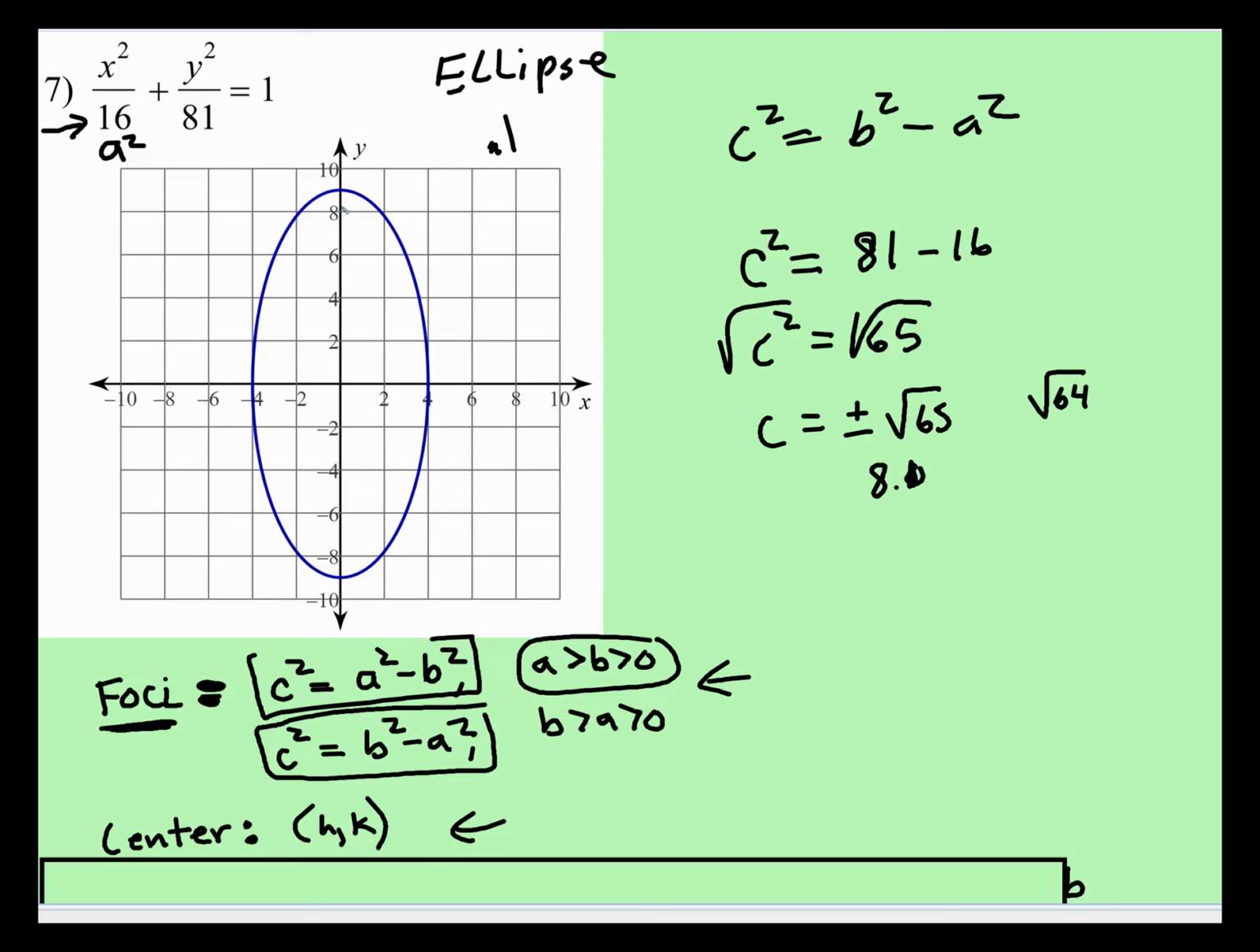So the focus would be, notice only the y changes since it's a vertical ellipse. The focus will be 0 and then 0 plus square root 65. And the other focus will be at 0, comma, 0 subtract square root 65. Just like that. So that's what shapes the ellipse. So let's look at another one.